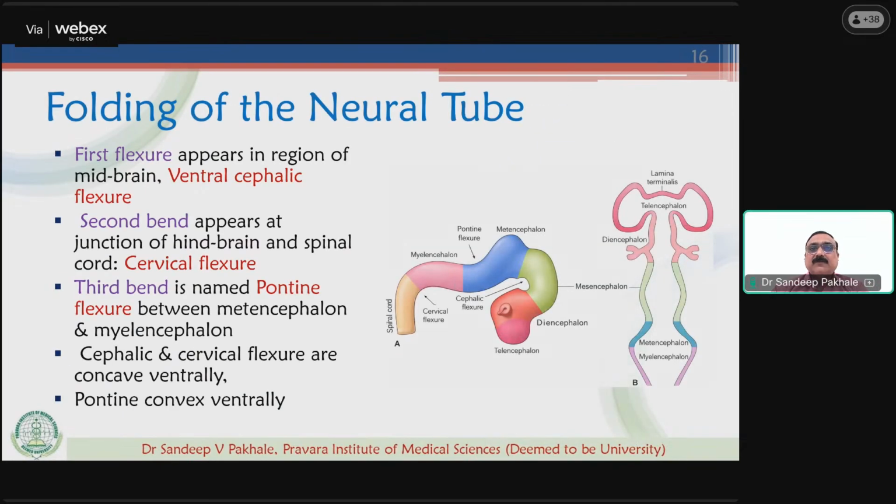So these are foldings of the embryo, and you can see the neural tube. We can see the cephalic flexure here. This is the ventral side, this is dorsal, this is the pontine flexure, and this is the cervical flexure.